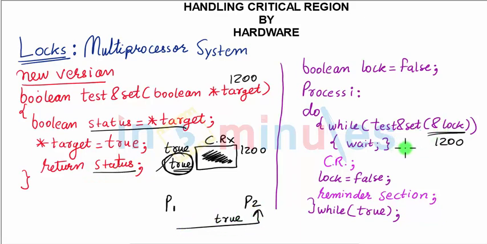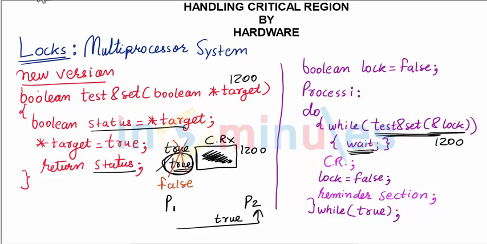This part would give me true, making one thing obvious, that test and set is true, making you wait till the time P1 doesn't come out. As an end result, P2 will wait till P1 finishes its job. When P1 finishes the job, what would happen? Let's try to see that also. Suppose P1 finishes its job, it will first remove this and it would become false.